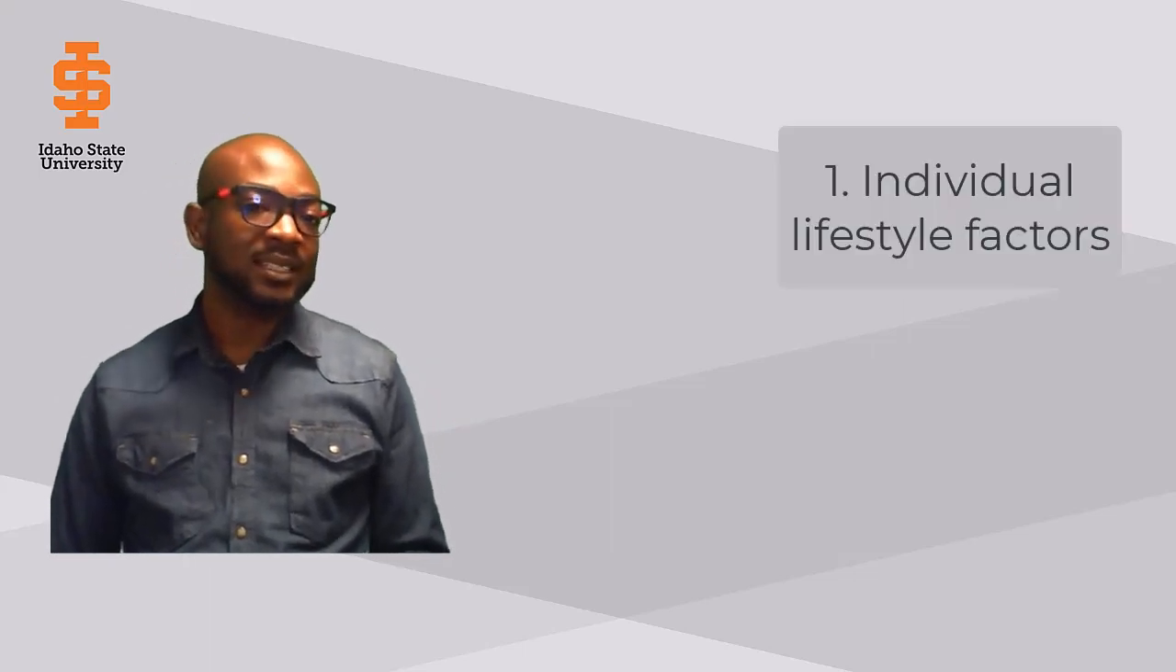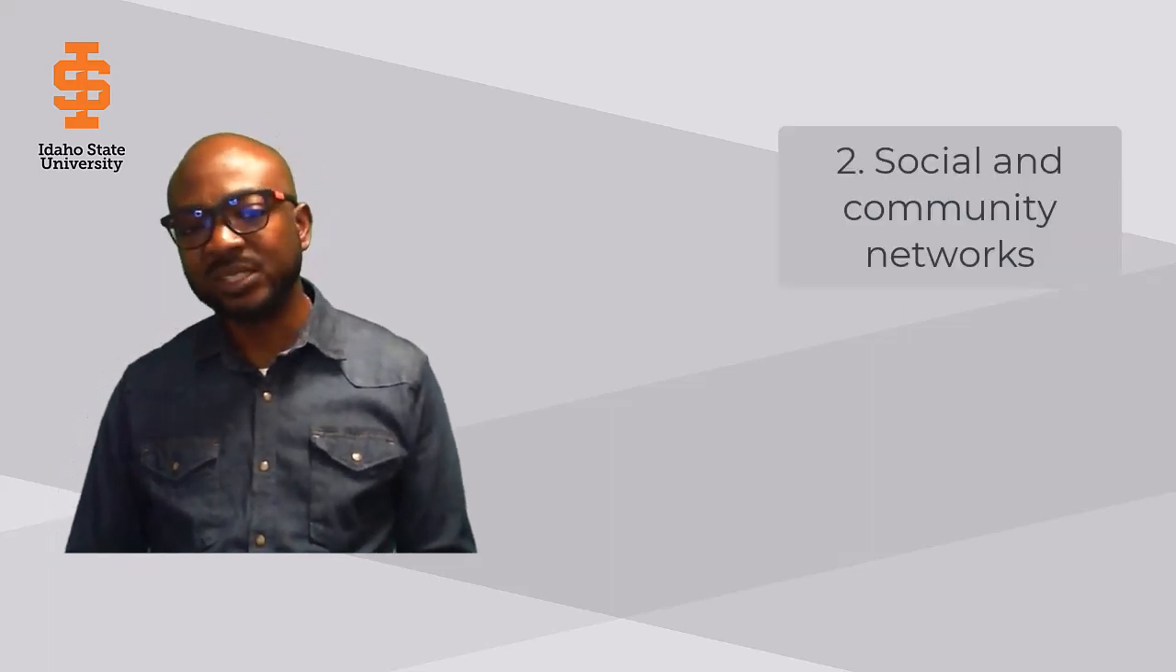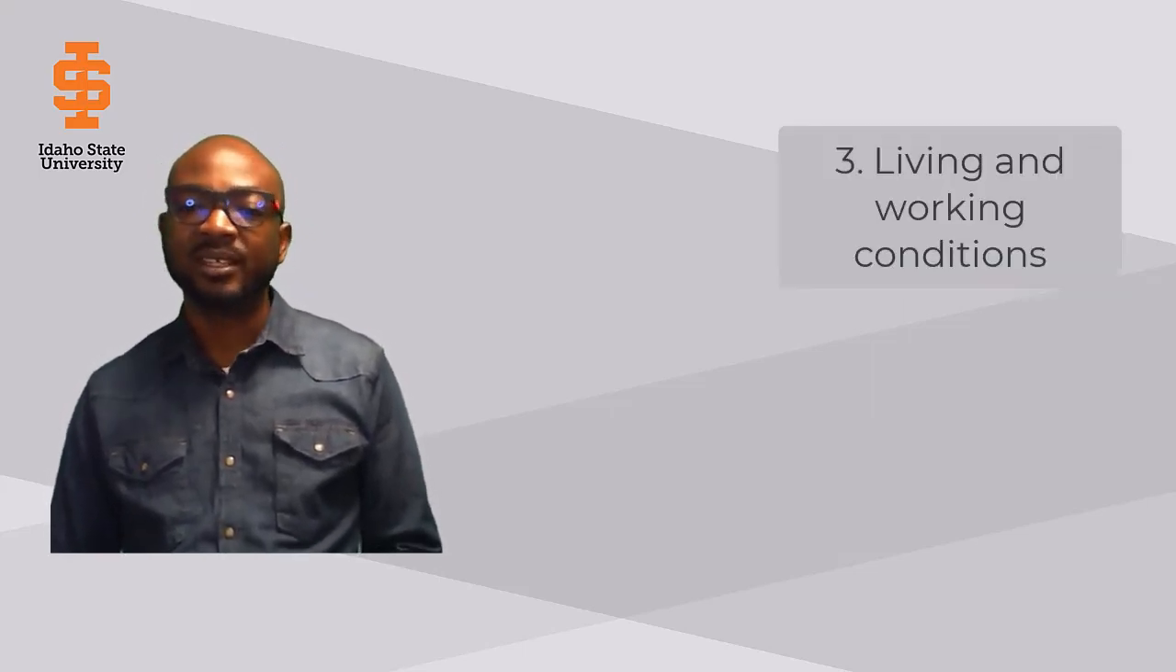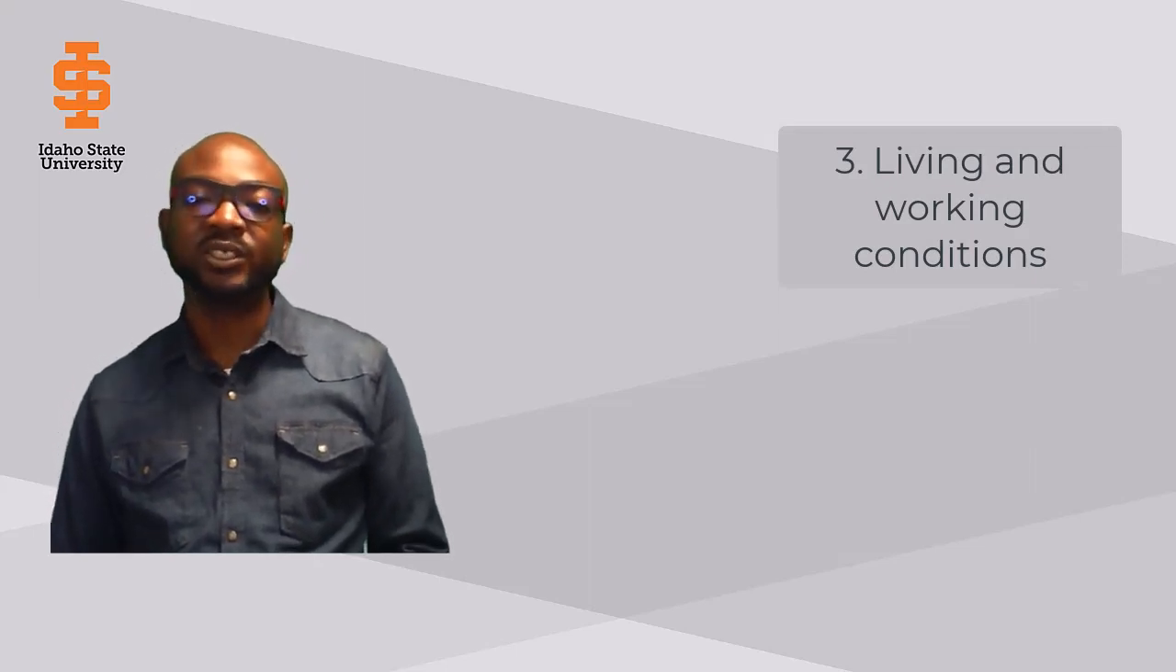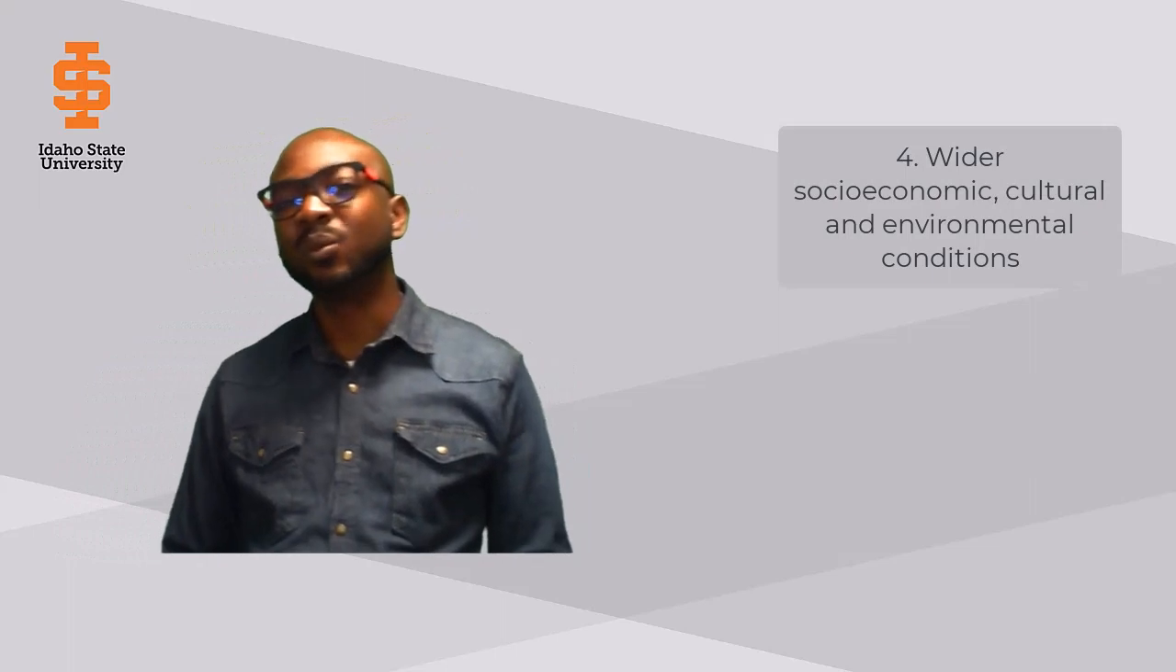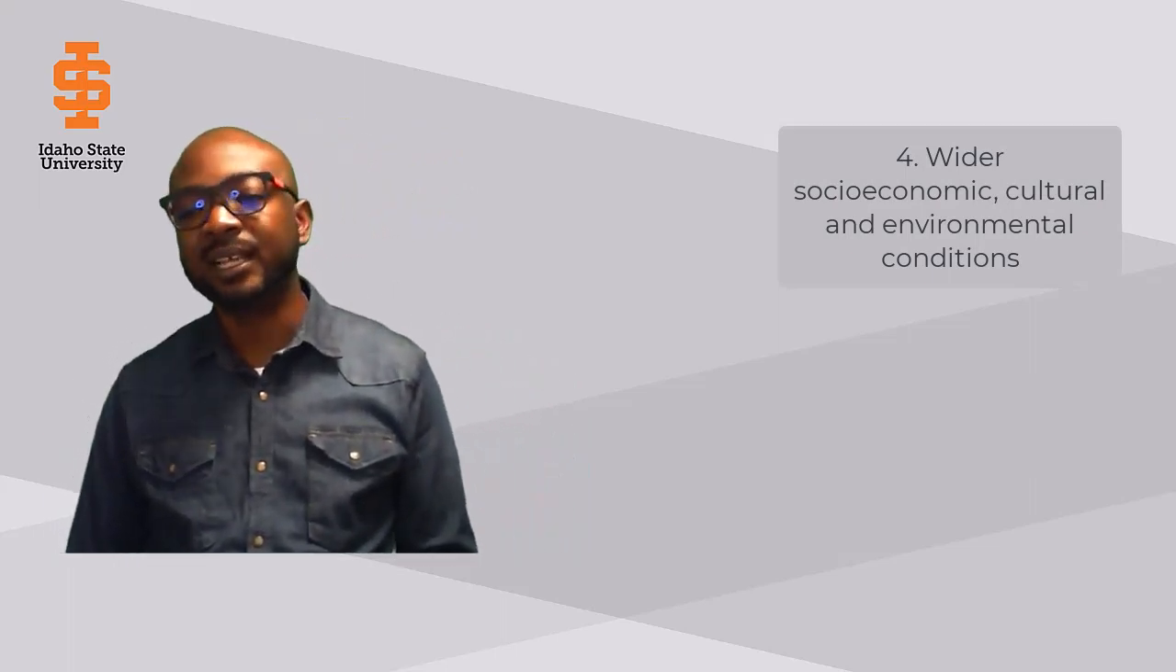These are summarized as number one, individual lifestyle factors like what you eat and drink, your physical activity, and if you engage in risky behaviors. Number two is the social and community networks, which include neighborhoods and communities engaged in thriving and those individual positive interpersonal relationships. Number three is living and working conditions, including housing, employment, sanitation, and nutrition. And the fourth layer is the wider socio-economic, cultural, and environmental conditions, including poverty, stigma, and cultural beliefs.